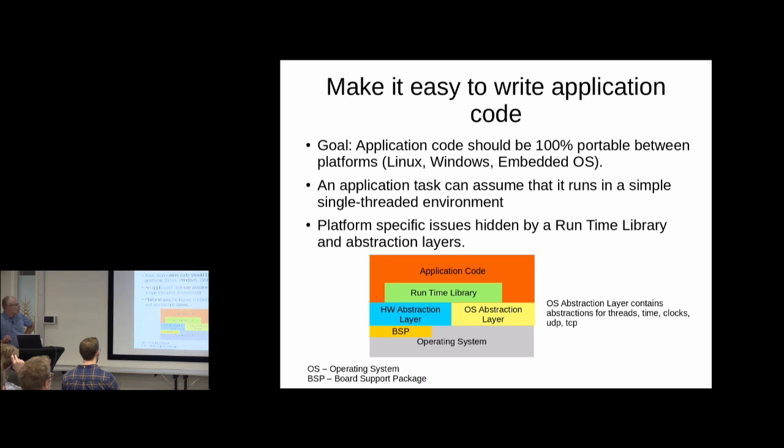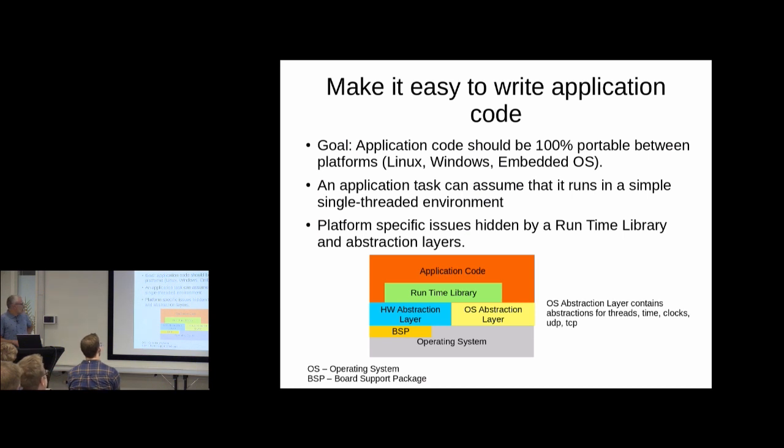The application task is not allowed to use any OS mechanism such as a mutex or semaphore or anything like that. And it's always going to be run to completion. It's not allowed to do any blocking calls. If it has to wait for something, it has to start a timer and wait for the timer to time out.